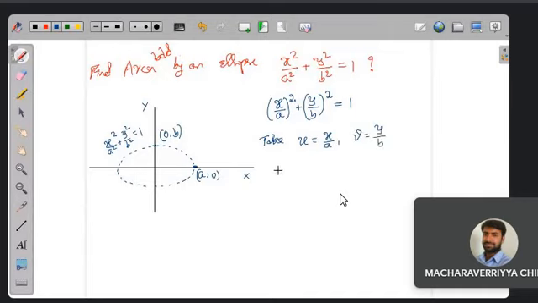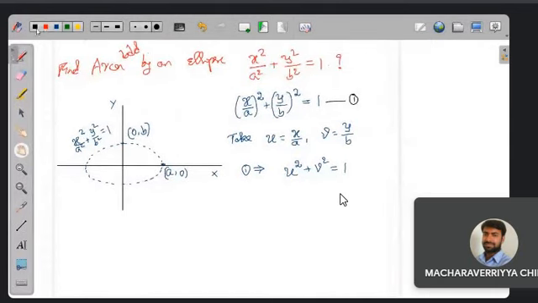Alright. So what is the Jacobian? Sorry. What happens to this equation now? Let me assume this is 1. Now 1 transforms this way, right? Now 1 implies u squared plus v squared equal to 1. You see? So just by applying this transformation, now this ellipse becomes a circle.